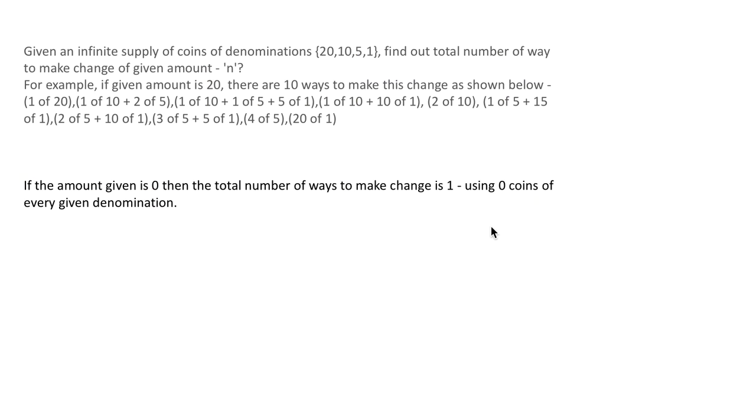So the number n can be 100, 200, anything, and the input will be given to you. The denomination set will also be given to you. So even this is dynamic. 20, 10, 5, 1, that is also part of the input. That can also change. I can ask you to give me all the possible combinations for making 50 using 5, 1, 10. I can give you any input, right?